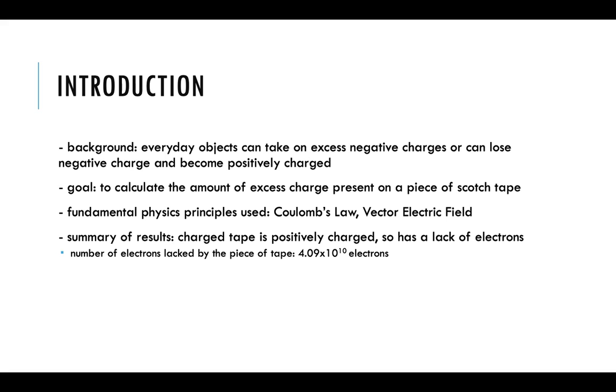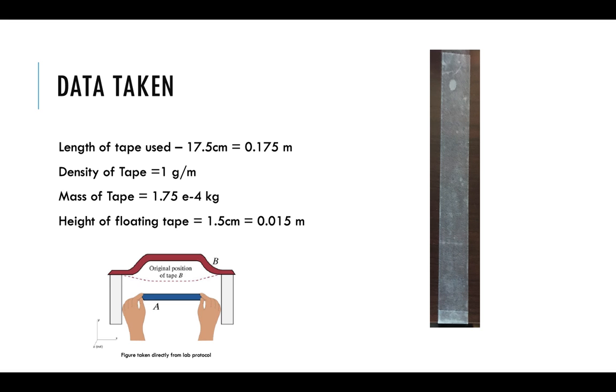For a short summary of results, the charged tape is positively charged, meaning it has a lack of electrons, and the number of electrons lacked by this piece of tape was calculated to be 4.09 times 10 to the power of 10 electrons. Some initial data taken in this lab: the length of tape I used was approximately 0.175 meters long.